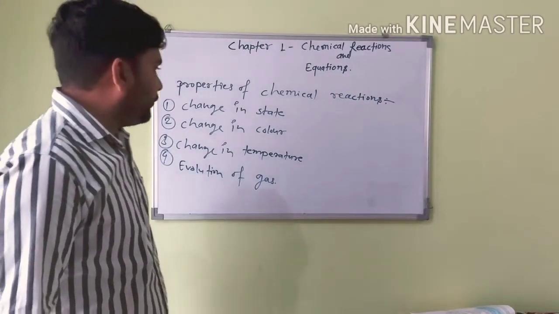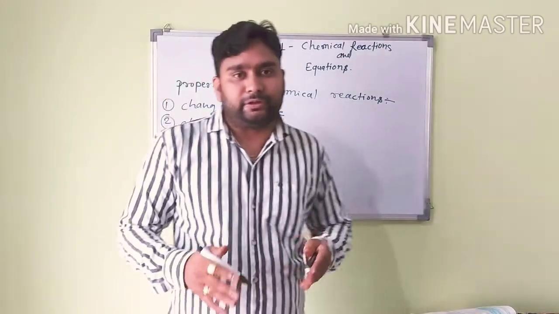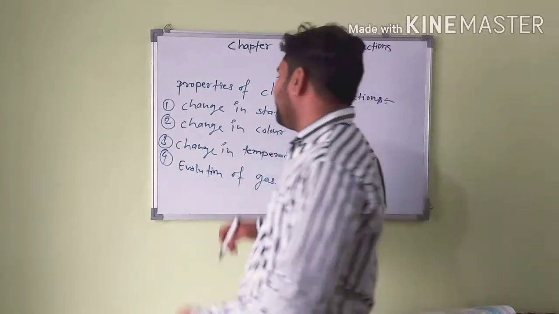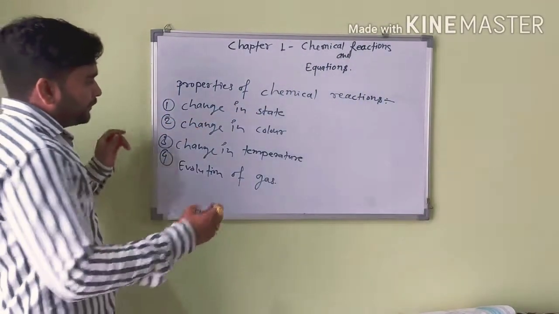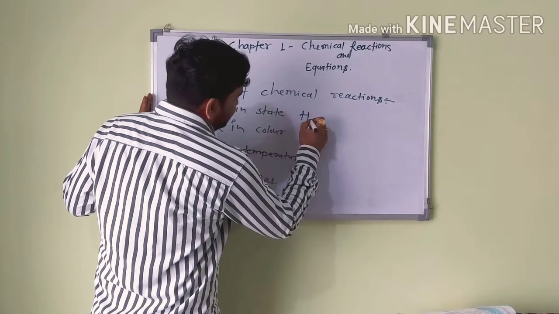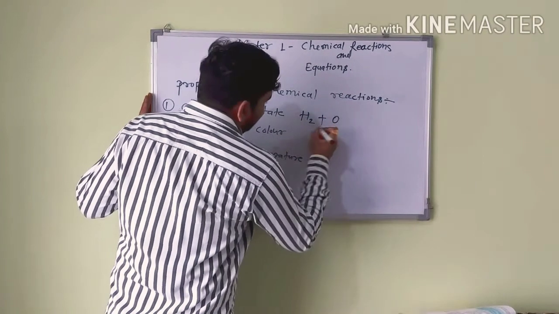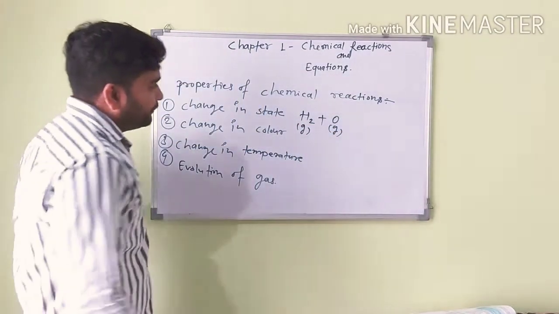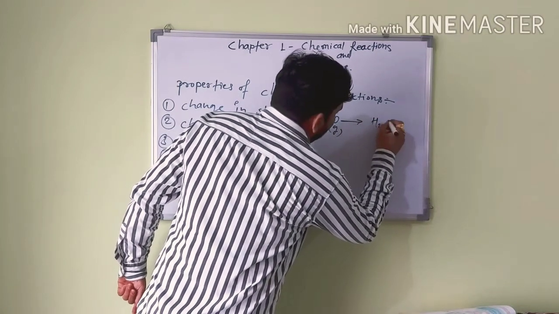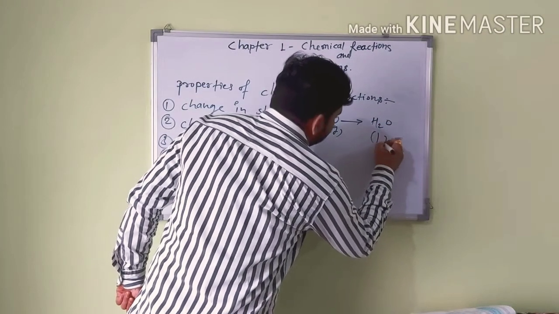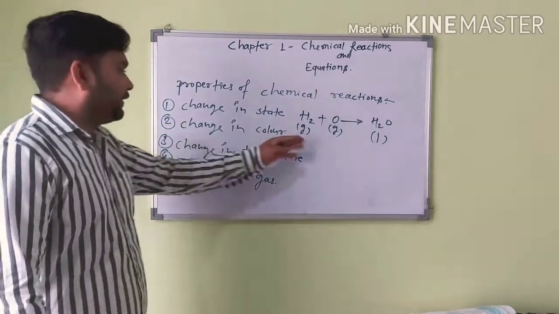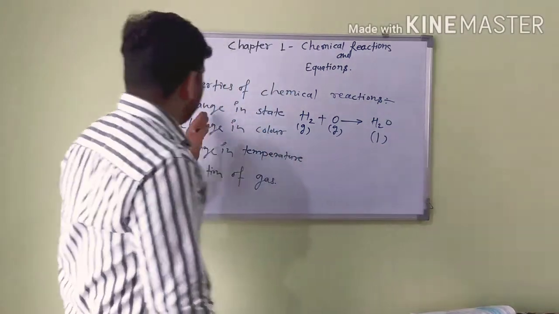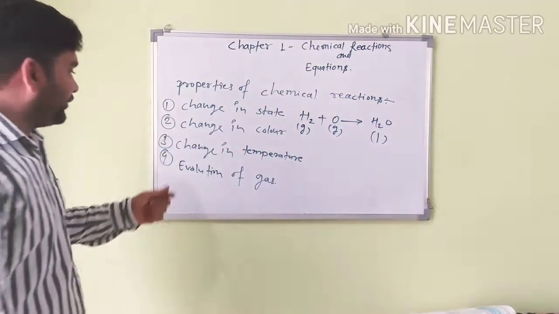When a chemical reaction is done anywhere, these things occur. For example, hydrogen is a gas and oxygen is also a gas. Both are gases and get reacted to each other and make H2O, which is in liquid state. That is, when two gases react to each other they make one liquid. This is the example of change in state. Okay, state is changed. And change in color.